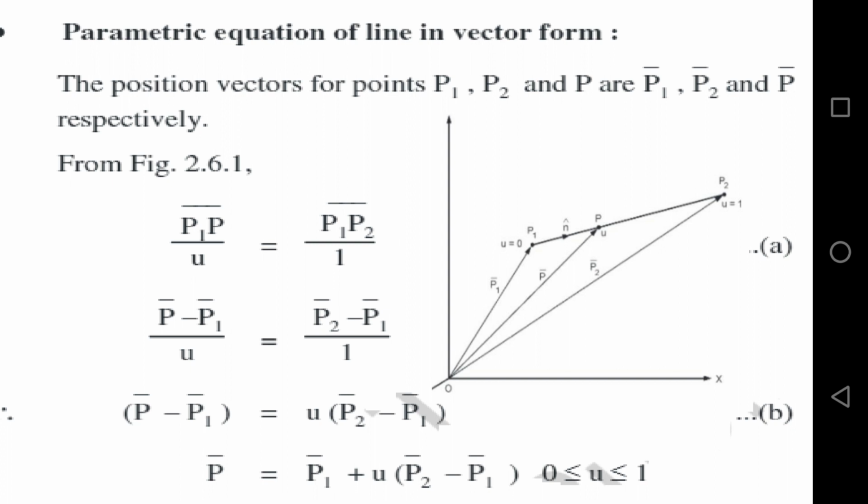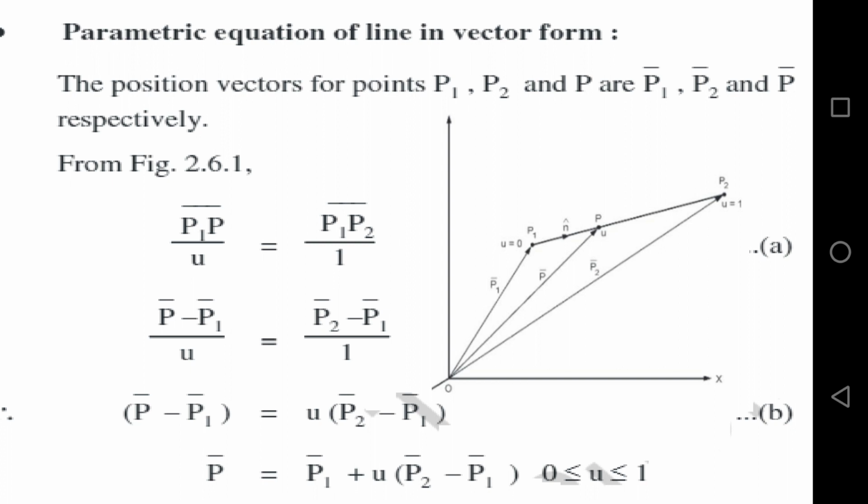If you see from the figure, if you go from P1 bar to P bar, the end value of point P is U. So that will be divided by the denominator U. And if you see the positional vector P1 bar and positional vector P2 bar, the end value of U is equal to 1. So P1 bar to P2 bar divided by 1.